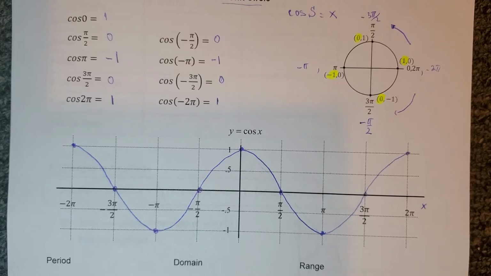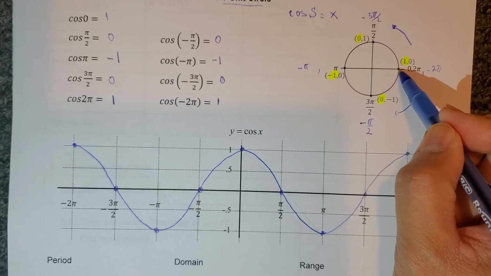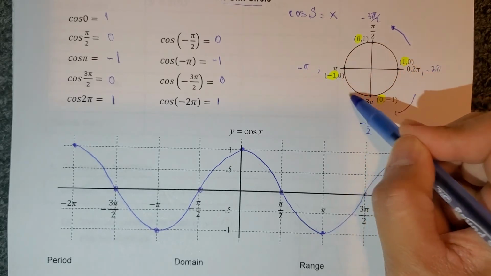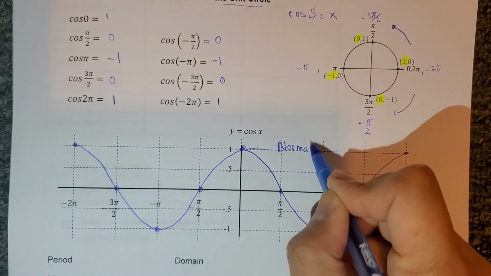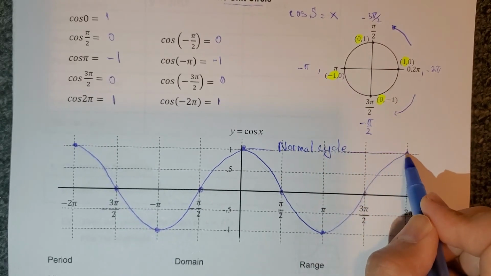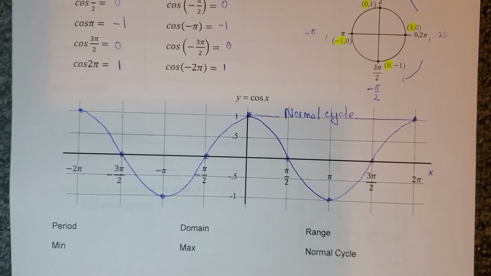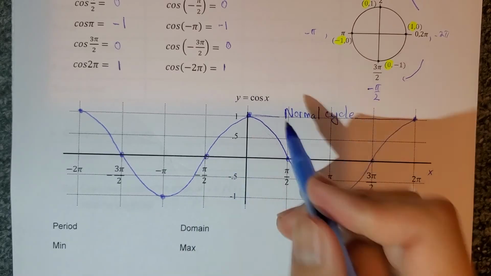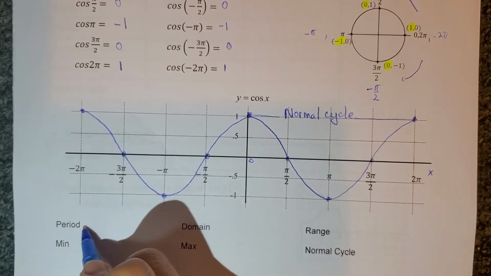So I'm going to talk about a normal cycle for cosine. So the normal cycle for cosine is the same thing. Let's take a look at just one revolution, which starts from 0 to 2 pi, right? So this means from 0 here, that is the normal cycle for cosine all the way to 2 pi. Okay, so let's take a look at the period. The period is the same thing, since they start from 0 to 2 pi, right? The amount that they travel from here to here, which is just 2 pi.